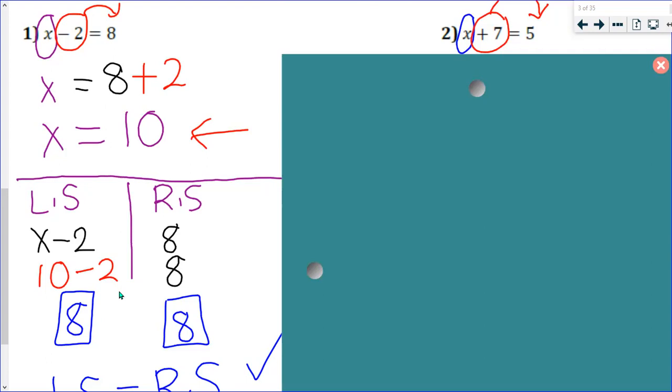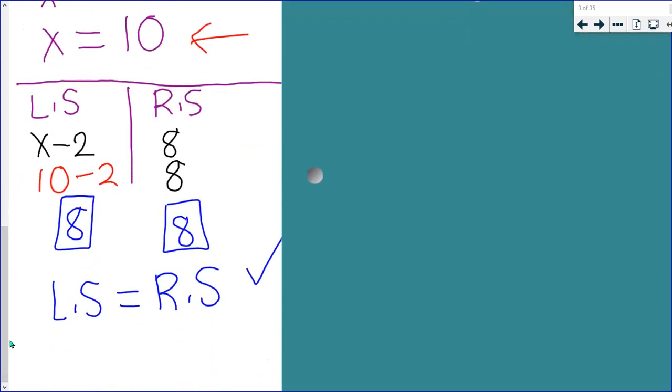So it just continues to be 8. So I know that my answer is correct if my left-hand side is equal to my right-hand side. Everyone write this down. This is the strategy. If my left-hand side is equal to the right-hand side, my answer is correct.